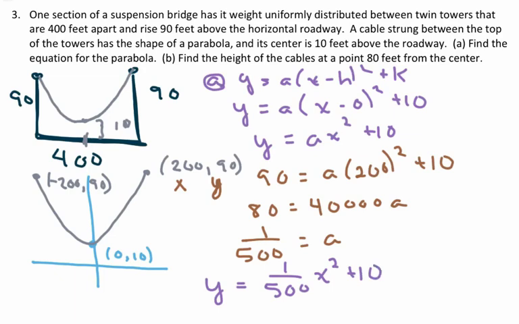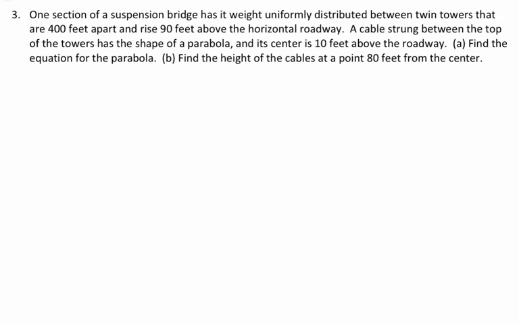Alright, so we still have to go ahead and find part B. So let's remember this equation. I'm going to have to erase half of this so it can fit. So let me erase it all. So let me write the equation again. So y equals 1 over 500 x squared plus 10. Plus 10, not plus 0, plus 10.